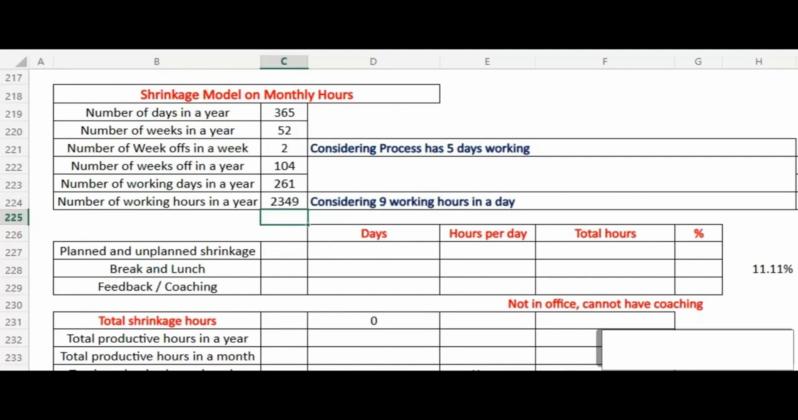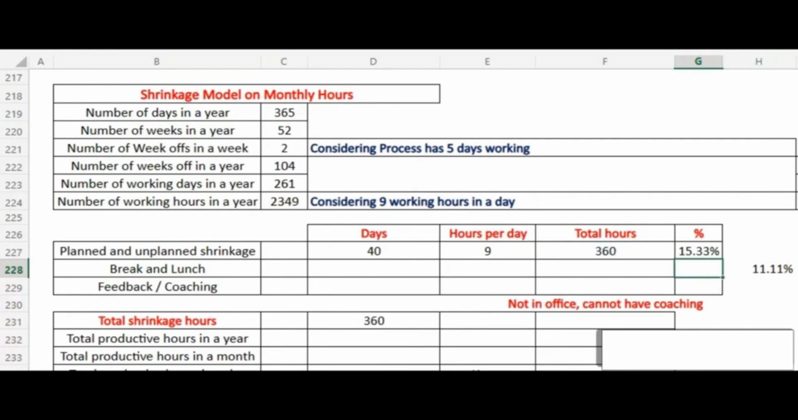After that, we have to calculate planned and unplanned shrinkage: days, hours per day, total hours, and the percentage. How can we do that? I have taken 40 days of planned and unplanned shrinkage in a year. Hours per day would be 9 hours, in which the agent will be out of office for the complete 9 hours. So the total hours would be 40 multiplied by 9, that would be 360 hours. And how can we calculate the percentage? The percentage would be 360 hours divided by the total number of working hours in a year, so that would be 15.33.